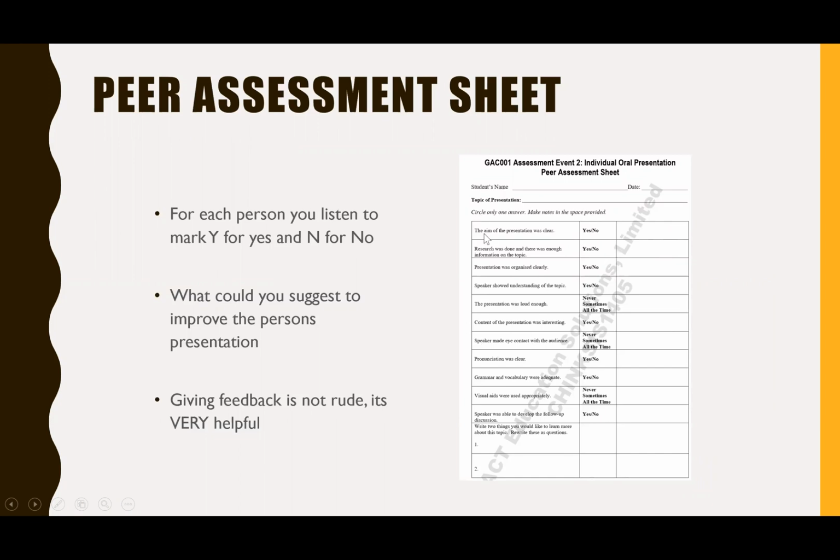So the questions are, is the aim of the presentation clear? So do you know what animal they're talking about? And have they mentioned that we're talking about an endangered animal? Was it clear that they did their research? And was there enough information on the topic? Was it organised clearly? Did the structure make sense?